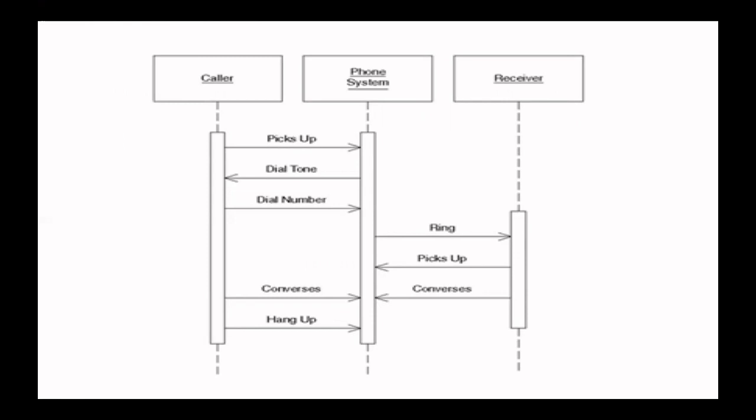Here there are three parties: first the caller, second the phone system, and third the receiver. The interactions between these three are shown by these arrows. As you see, pick up and dial the phone, dial tone, dial number. These are the interactions shown in the form of arrows. I'm moving to the next.